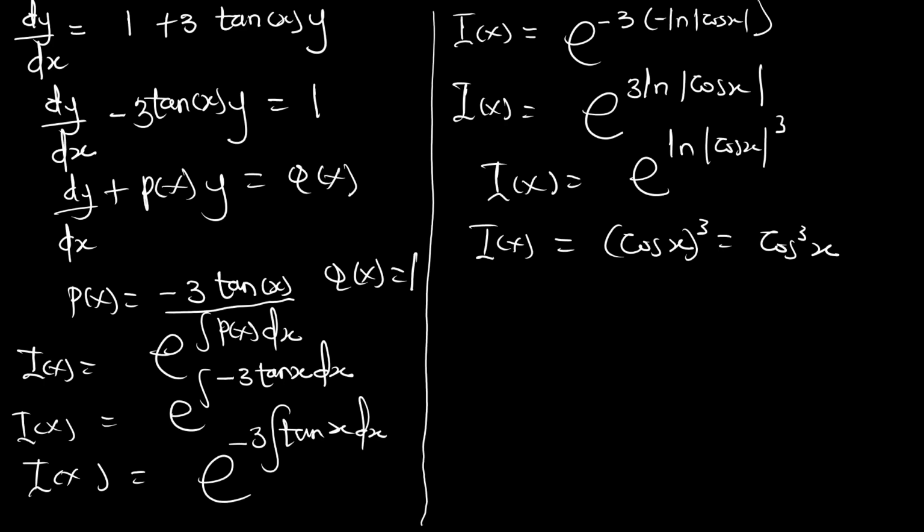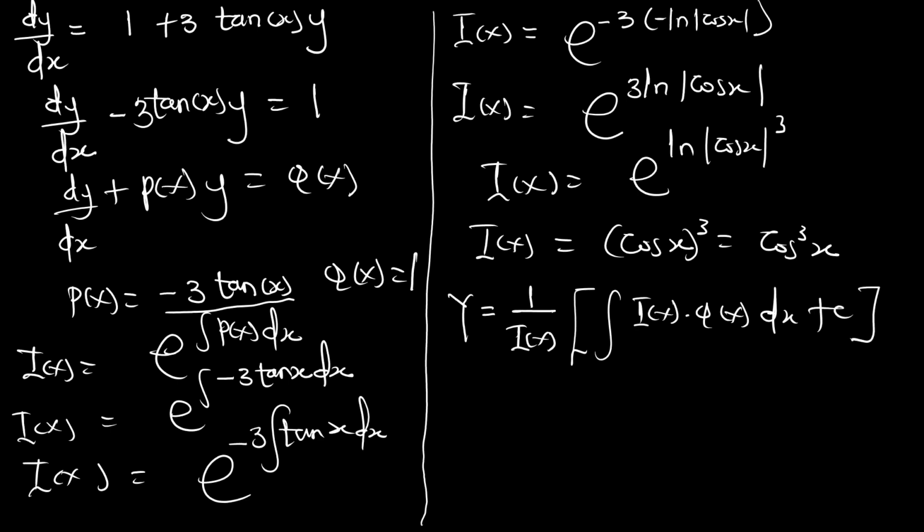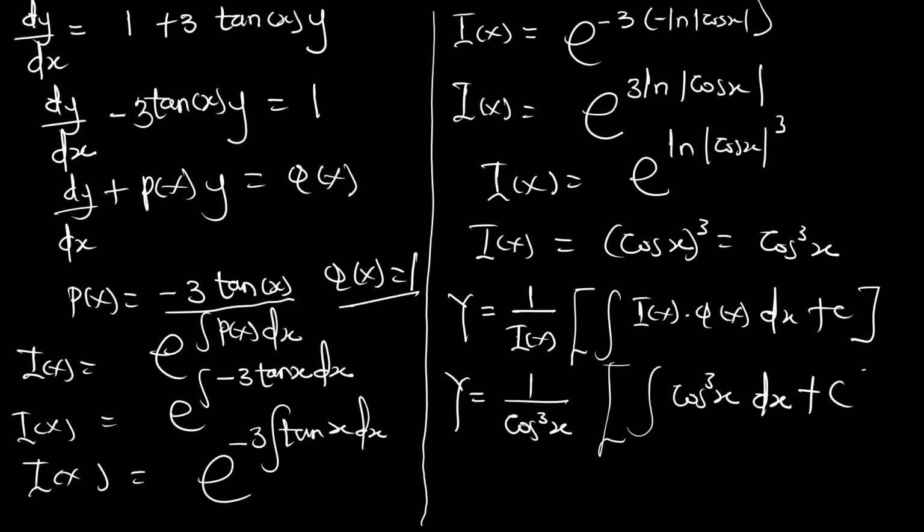Alright, so now we have our integrating factor. Let's find our y. So our y is going to be 1 over the integrating factor multiplying the integral of the integrating factor times Q of x, dx, plus c. Let's substitute in our values. 1 over our I of x is 1 over cos cubed x, multiplying the integral of cos cubed x multiplying Q of x, which is 1. So let me just maintain the cos cubed x, because cos cubed x multiplying 1 is cos cubed x dx, plus c. Alright, so our challenge is to integrate cos cubed x. So let's see how we are going to do that.